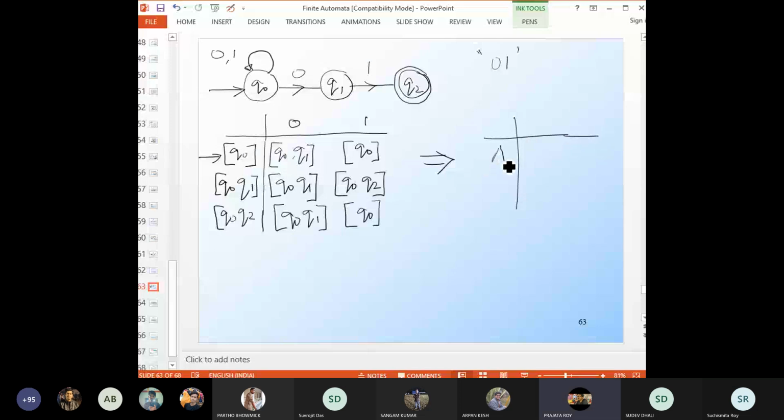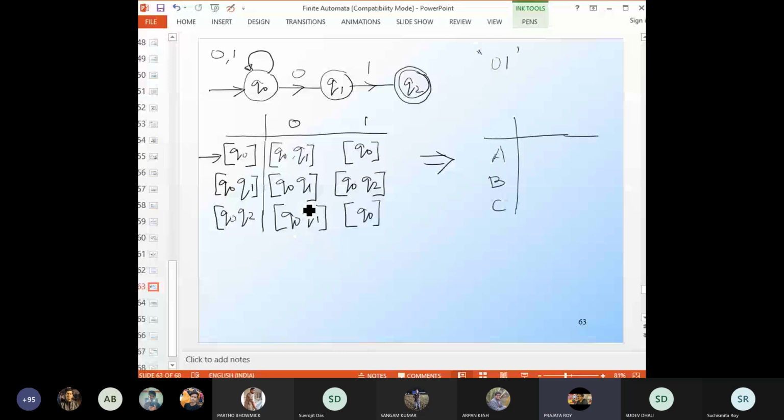Ma'am, I have a doubt. Why wouldn't Q0, Q2 go to Q1, Q2? Because Q0 also goes to Q1 due to 0. We could also write it that way, right? Right, we have written Q1. No, ma'am. Q0 goes to Q1, not Q2. Q0 goes to Q1 for 0.